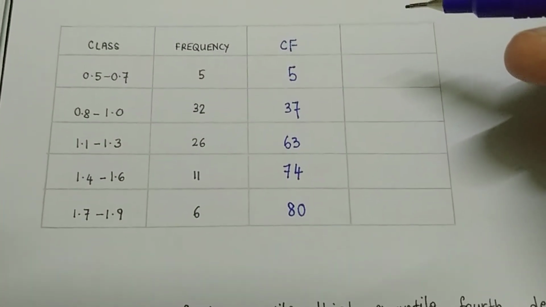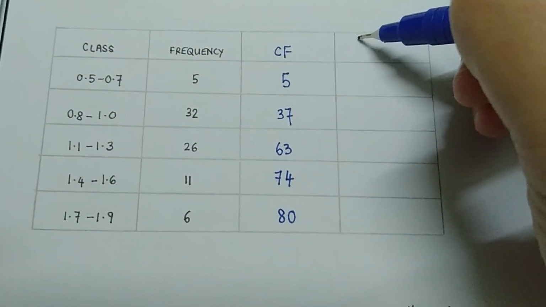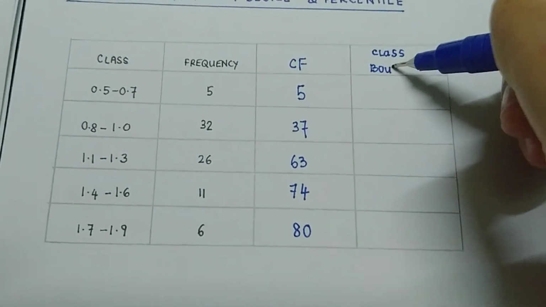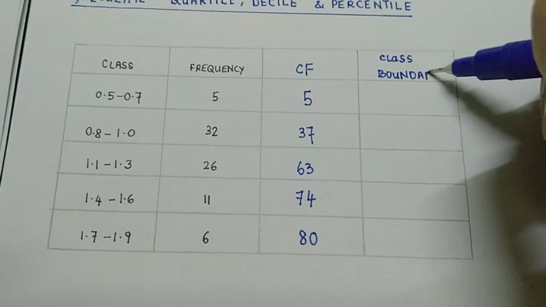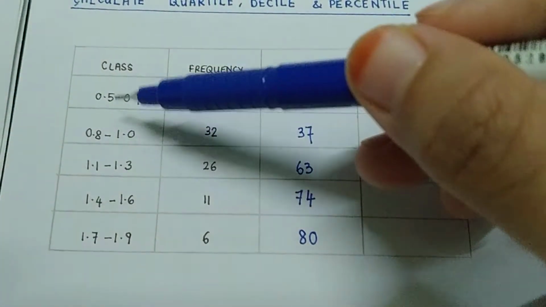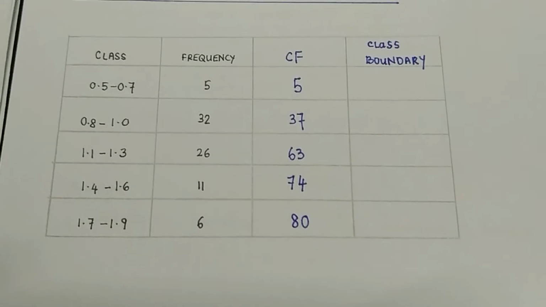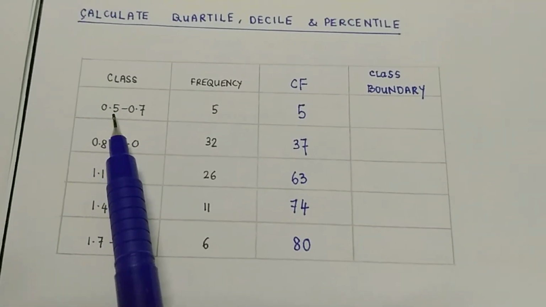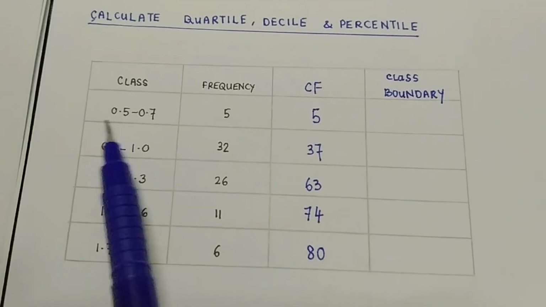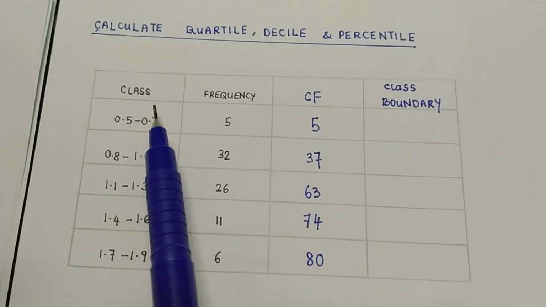Okay, and then to make it easy, we find the class boundary earlier. Okay, so class boundary for each class. So for the first class, 0.5 until 0.7. To find the lower class boundary, we take the lower value plus the upper value of the class before, and then divide by 2.